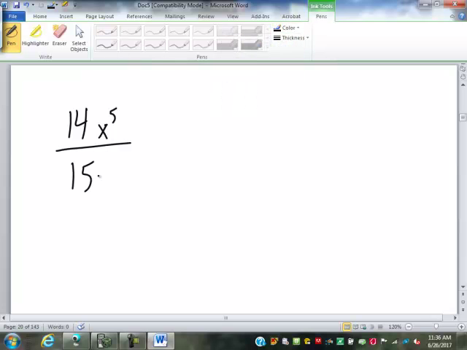So let's see, 14x to the fifth over 15y squared, divided by 10x to the third over 21y to the fifth.